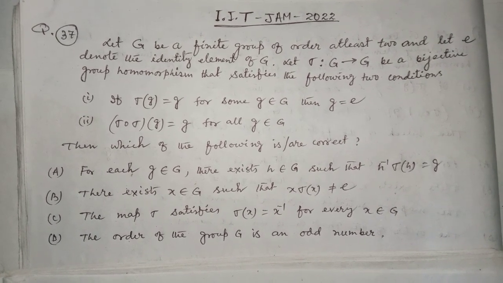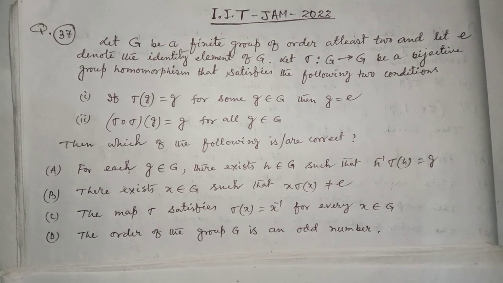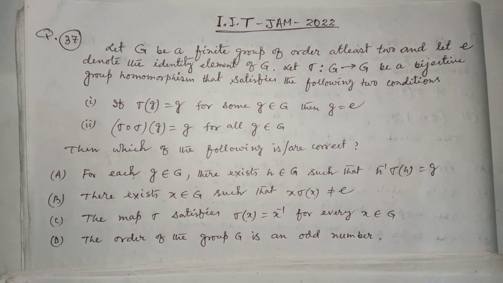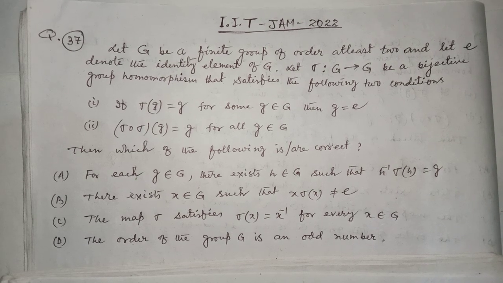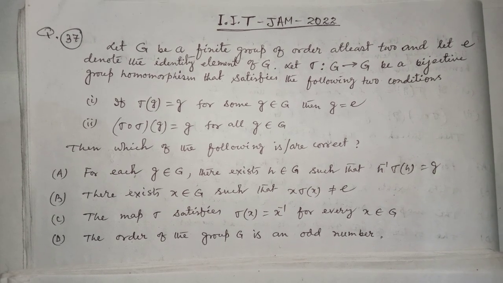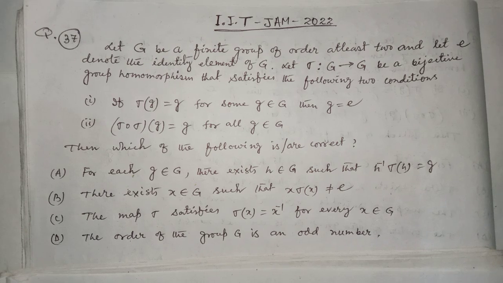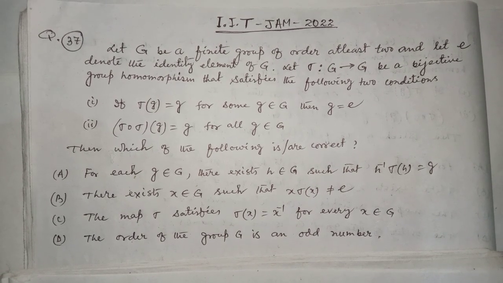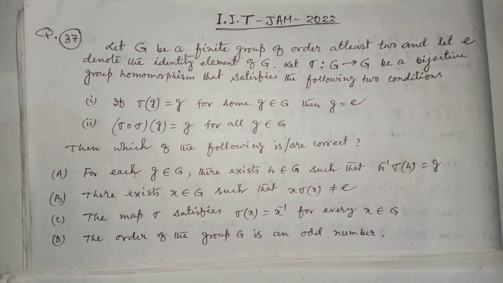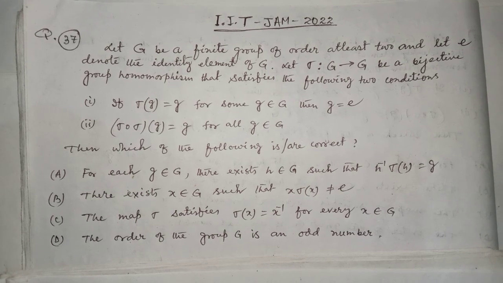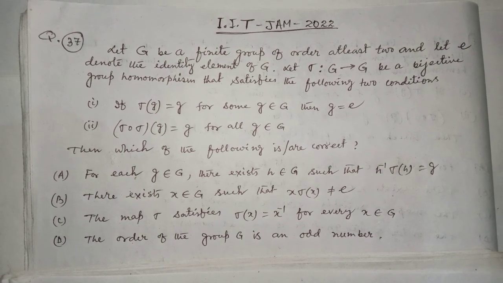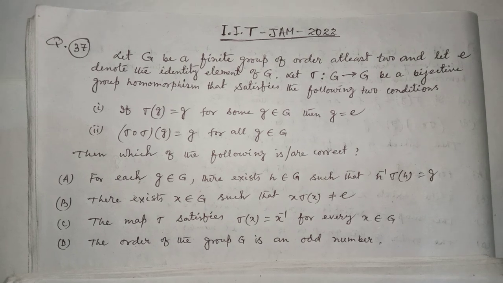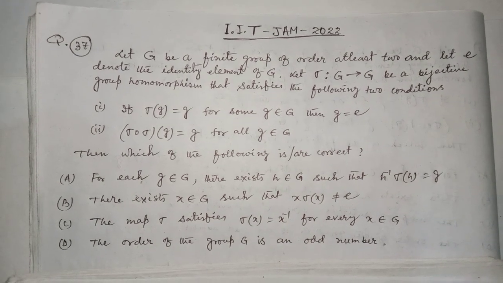Dear students, now we solve question number 37 from the question series of IIT JAM 2022 mathematics question paper. The question is, let G be a finite group of order at least 2 and let E denote the identity element of G. Let sigma: G to G be a bijective group homomorphism that satisfies the following two conditions.